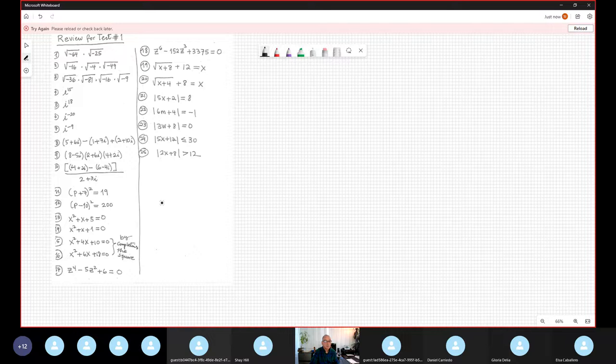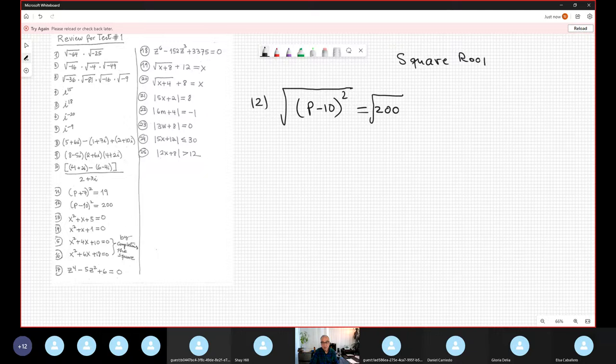Is (p - 10)^2 = 200? Okay, I take advantage of the square, so somebody do the factorization. This is the thing you apply, called the square root method. This is the name of this procedure.